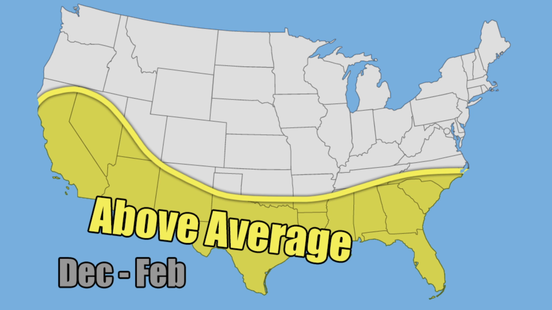I'm expecting slightly above average conditions for much of the southern tier of the United States, from California, Nevada, eastward into portions of the southeast. This is where I'm expecting it to be slightly above normal. I don't think it'll be too crazy above normal. I don't think it'll be too outstanding. And I do think you will have a couple days where it's below normal. But as a whole, it might be a degree or two above normal.